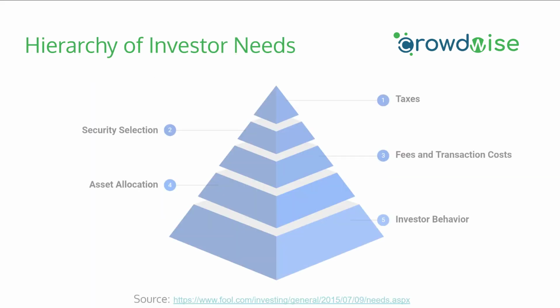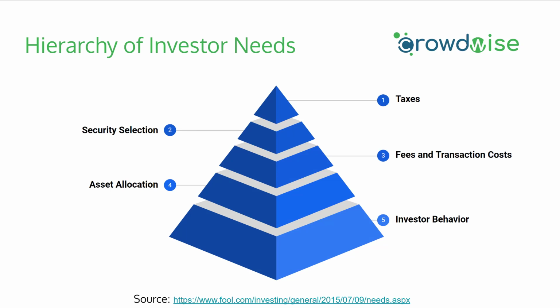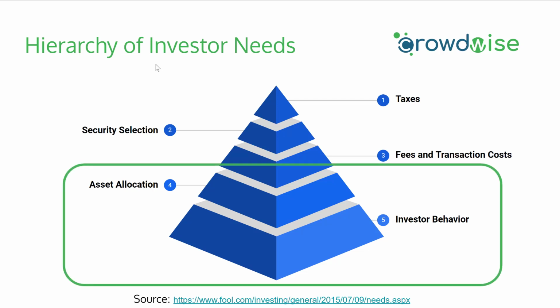So the hierarchy of investor needs is shown by this diagram at the source below from the Motley Fool. Basically, it says that you need to start on the foundational level and work your way up the pyramid. You should not be focusing on higher levels of the pyramid before the lower levels have been mastered. Here, we can see that investor behavior is the base and asset allocation is the next level up. Those are the concepts we'll be covering in Module 2.